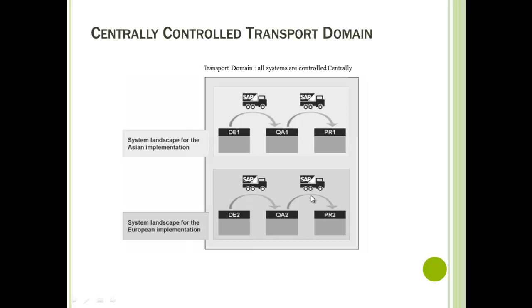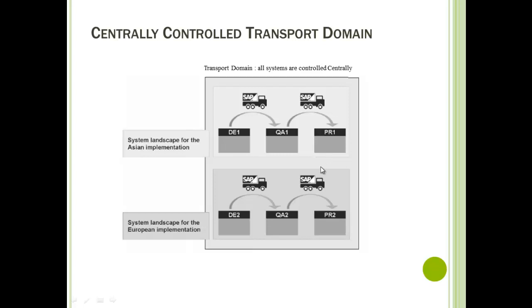However, in a single transport domain, you need to have a unique SID for all the systems, and there will be only one transport controller, that is the domain controller, for a transport domain. So in these systems, whichever you are adding into your transport domain, there will be one system which will be called the domain controller.